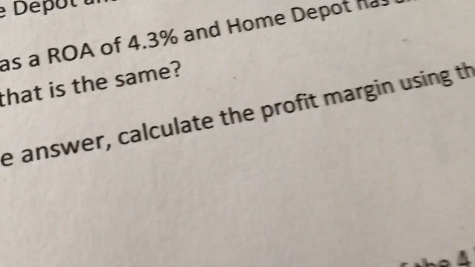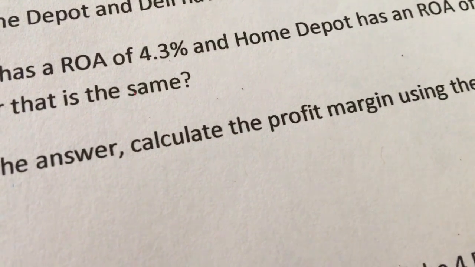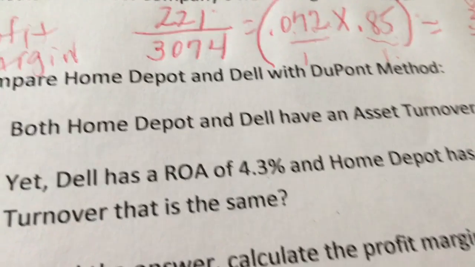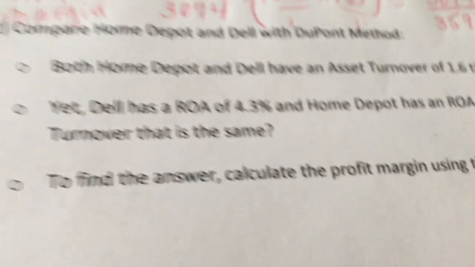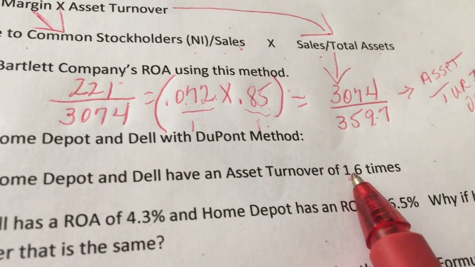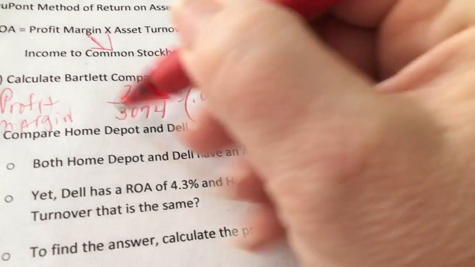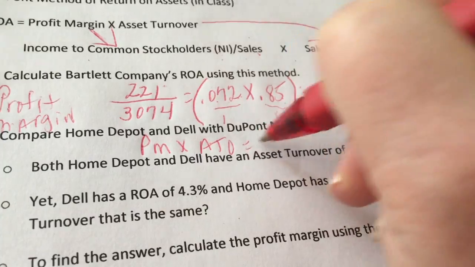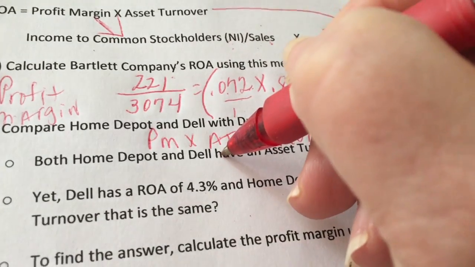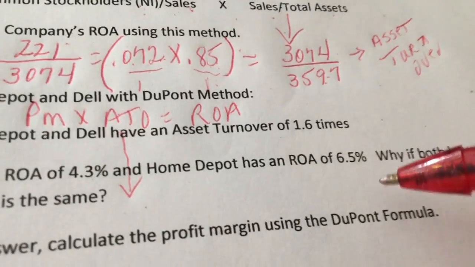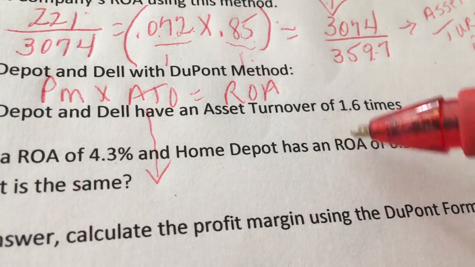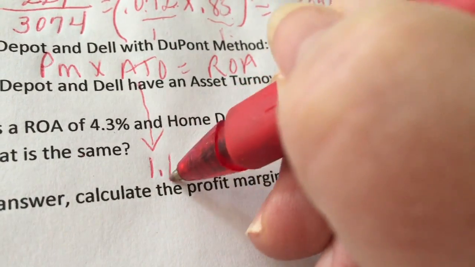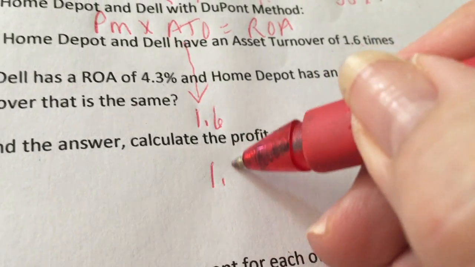It's turned around just a little bit, so let's take a look at it. It does not pertain to Bartlett, it pertains to Dell and Home Depot. Now, Dell and Home Depot both, let's read through this, have the same asset turnover. Now you remember what we're looking at is profit margin times your asset turnover equals your return on assets. So that means that the asset turnover for both Dell and Home Depot are the same, and it happens to be 1.6, for Dell and 1.6 for Home Depot.